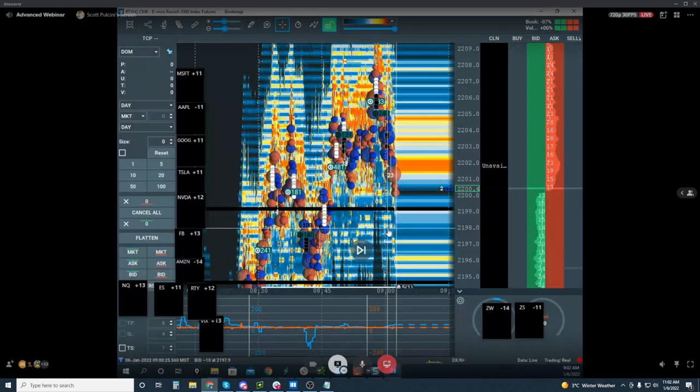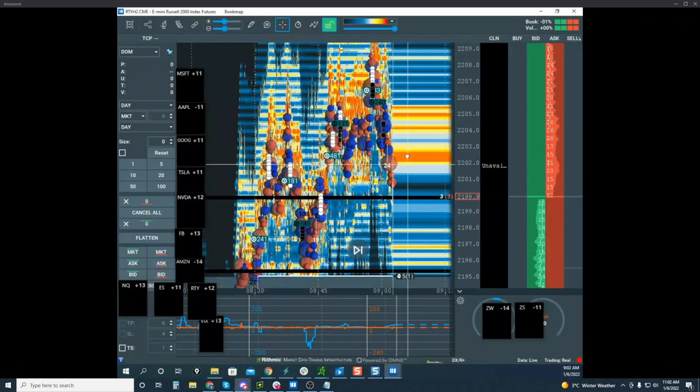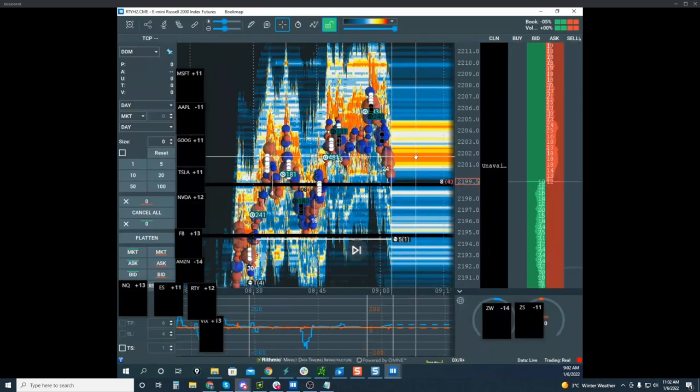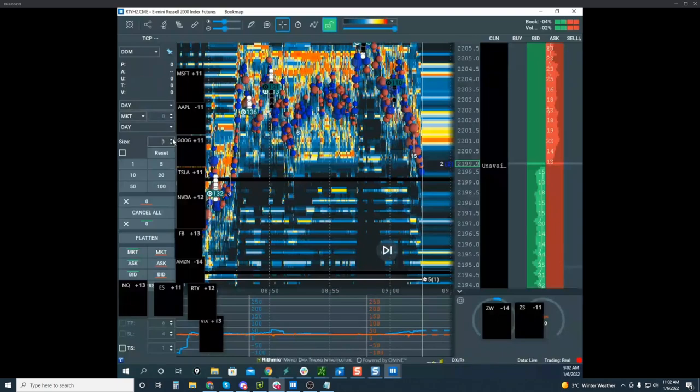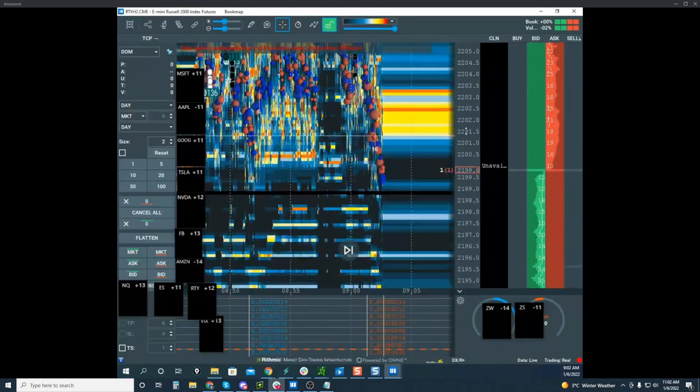Or that's why you want to have playbooks. So as soon as you see a setup in your favor, here's a retest of the zone, by the way. So I'm going to go long here. I can only put on probably two because of the size.